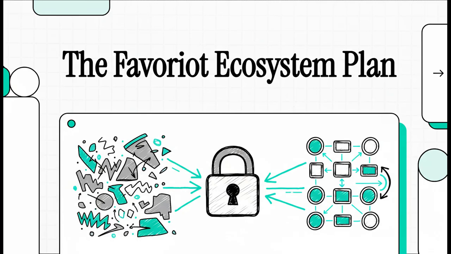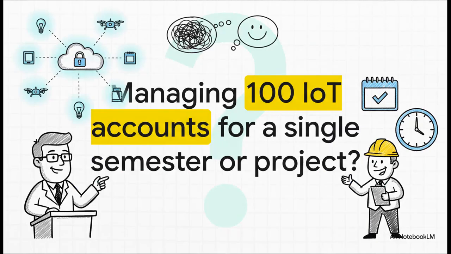All right, today we're diving into something called the Favoriot ecosystem plan. And it's all about one thing, taking the absolute chaos of managing tons of IoT accounts and turning it into something you can actually control. So let's just paint a picture here.